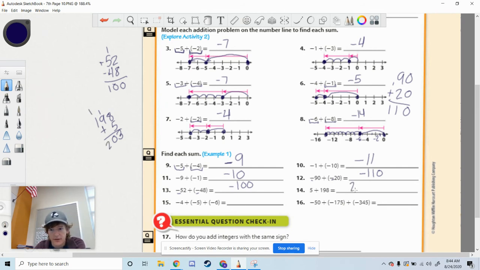So we have 203. Now I said be careful on this one because these are actually not negative numbers. We might have gotten in the habit of putting our negative sign after we figure out our sum, but on this one, they are both positive. Don't let this one trick you.